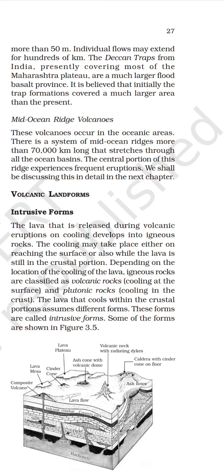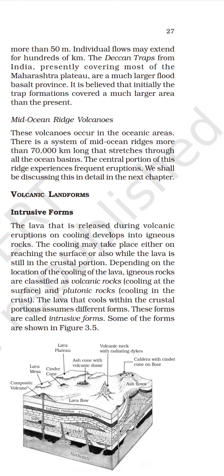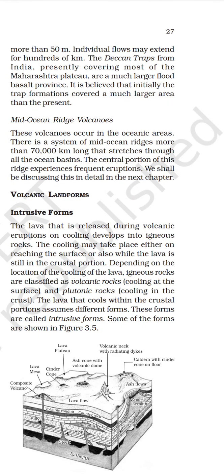Some of the forms are shown in figure 3.5. Take a look at figure 3.5. Volcanic landforms: composite volcano, lava mesa, cinder cone, lava plateau, ash cone with a volcanic dome, volcanic neck with radiating dikes, caldera with a cinder cone on floor, ash flows, eroded lake with lava flow, volcanic hills, country rock, sill, laccolith, dike, stock, diatreme, batholith.